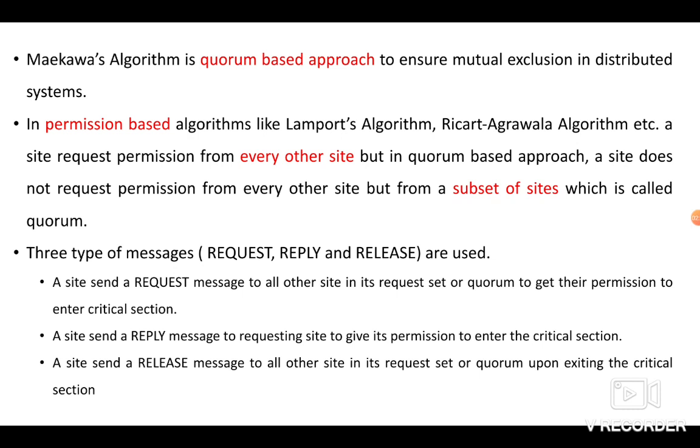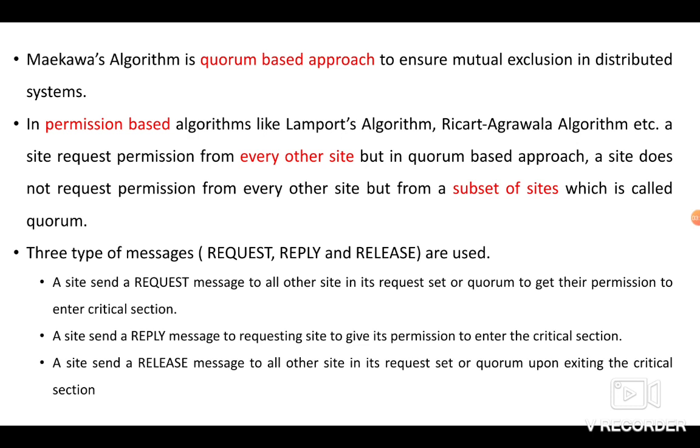Once again, in a permission based algorithm like the Lamport algorithm or the Ricart-Agrawala algorithm, if a site wants to enter the critical section, it has to get permission from every other site. Whereas in a quorum based approach, for example Maekawa's voting algorithm, if a site wants to enter the critical section, it doesn't get permission from all the other sites, but only from a subset of sites. That subset of sites is called a quorum.